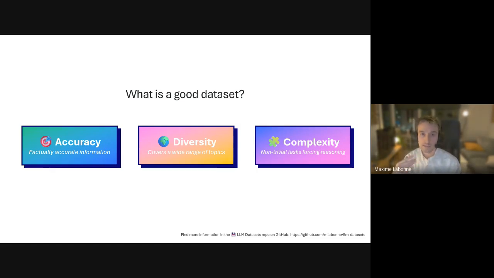And finally, you have complexity. You do not want to fine-tune the model on tasks that are too trivial, and you don't want to fine-tune it on tasks that are impossible for the model to learn. So you need a kind of compromise to force the model to learn stuff without challenging it to the point where it cannot accomplish the task at all.